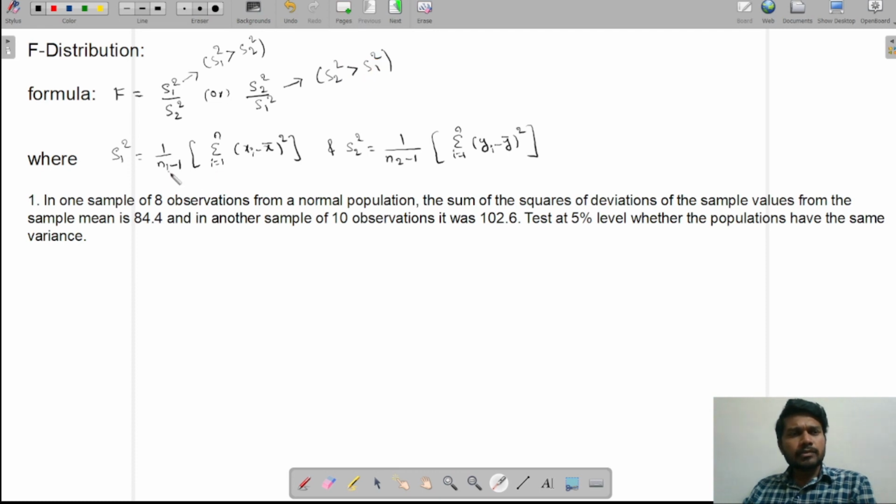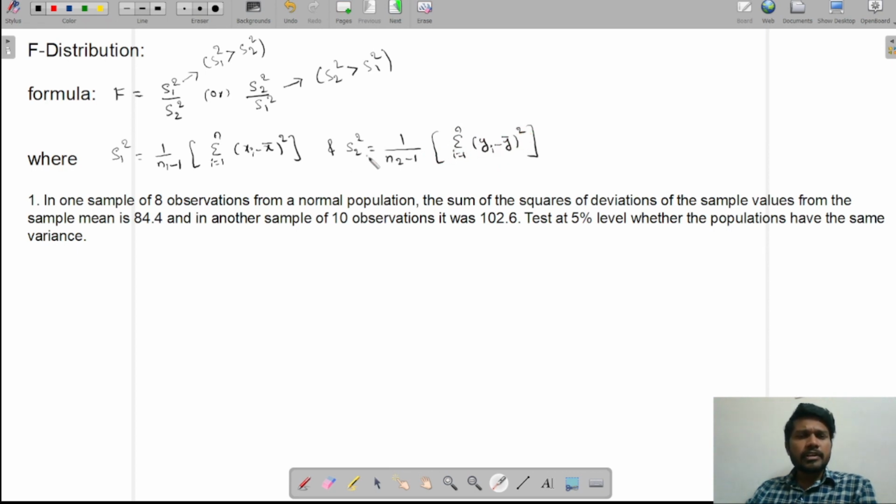So what is meant by S1 square and S2 square here? I think we saw in the last lecture on the t distribution. S1 square is nothing but the variance of the distribution. So what is the formula of the variance? S1 square is 1 by n1 minus 1 of summation i equal to 1 to n of xi minus x bar whole square, and S2 square is 1 by n2 minus 1 of summation i equal to 1 to n of yi minus y bar whole square.